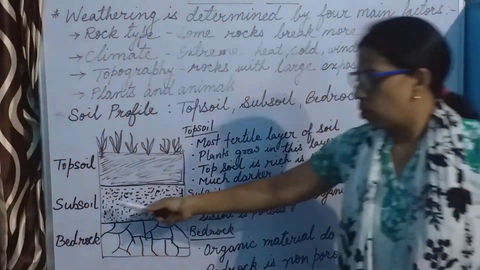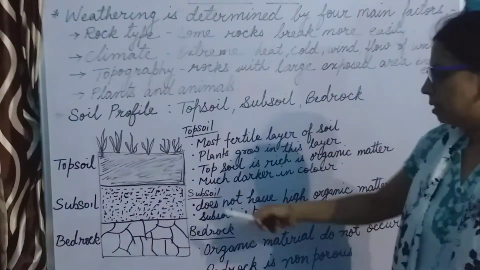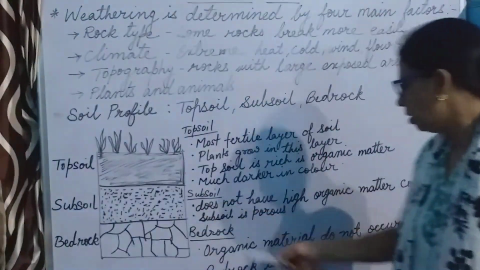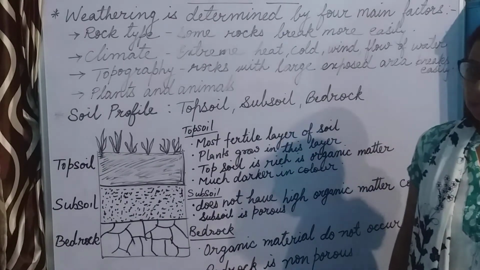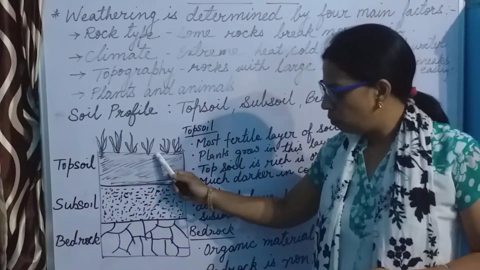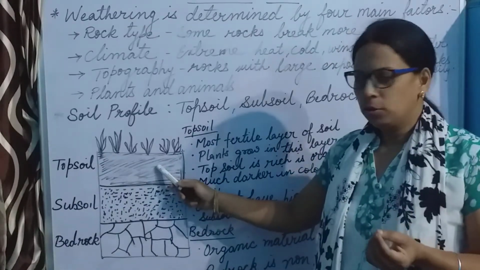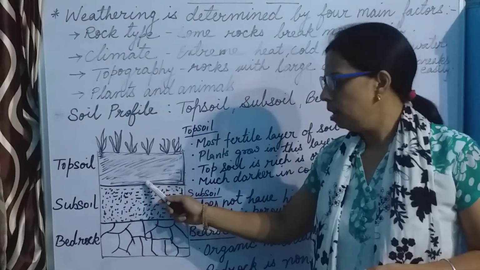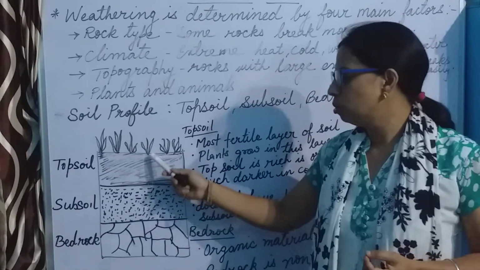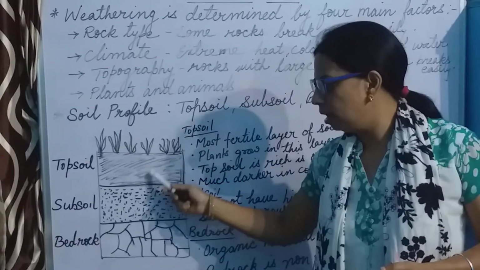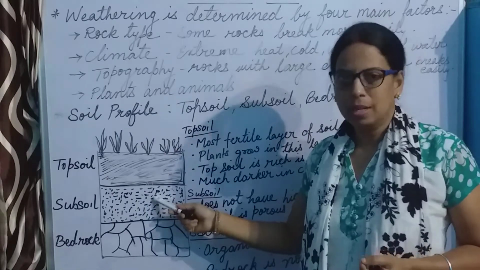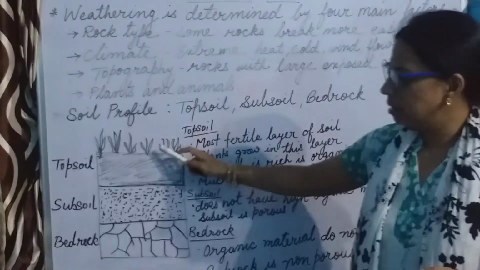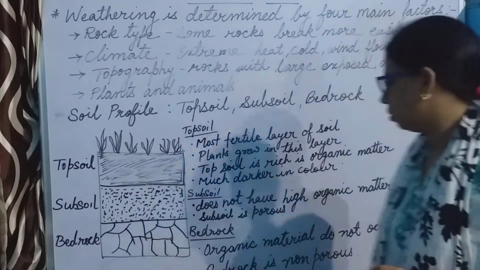Now we come to the subsoil, which is below the topsoil. This layer comes below the top layer of soil. This layer does not have high organic matter, but when water flows through the topsoil, to some extent it carries the organic matter from the topsoil to the subsoil, and certain roots of plants which reach here also carry organic matter. But actually there is no organic matter in the subsoil. It is simply whatever is carried from the topsoil to the subsoil.